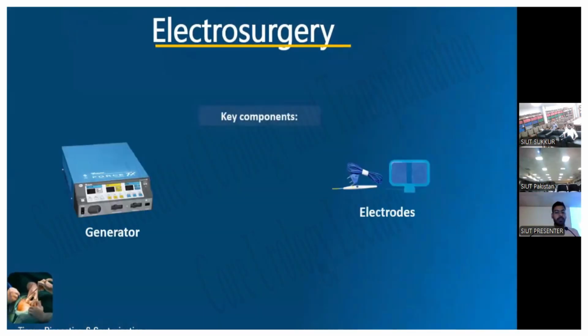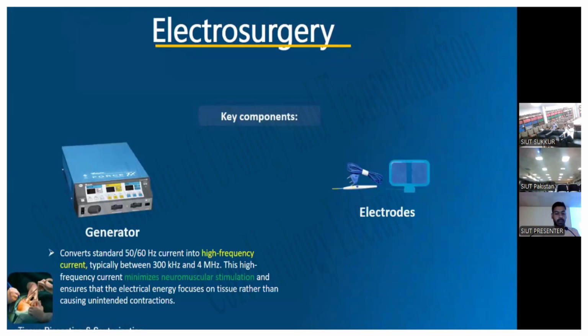So let's see what the key components of electrosurgery are. One is the generator and the other is the electrodes. The generator converts the normal 50 to 60 hertz current coming from a normal power supply into a high frequency current, 300 kilohertz to 4 megahertz. The idea is that this high frequency current minimizes neuromuscular stimulation and ensures that the energy focuses on the tissue rather than causing any unintended contractions.